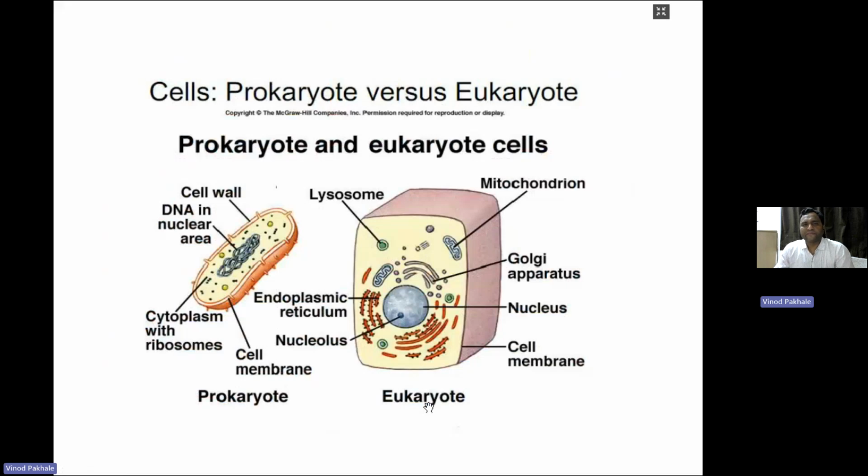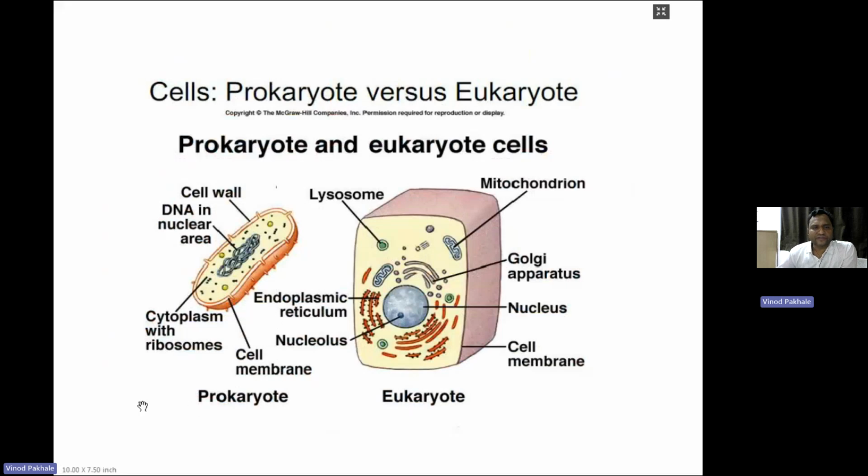So there are prokaryotic cells and eukaryotic cells. Generally, prokaryotes are unicellular organisms like amoeba and paramecium, and eukaryotic cells are found in multicellular organisms like mammals, such as human beings and elephants. Such types of animals you can take as eukaryotic cells. So here both the diagrams of the prokaryotic cell and eukaryotic cell are represented. On the left hand side there is the prokaryotic cell diagram, and on the right hand side there is the eukaryotic cell diagram.